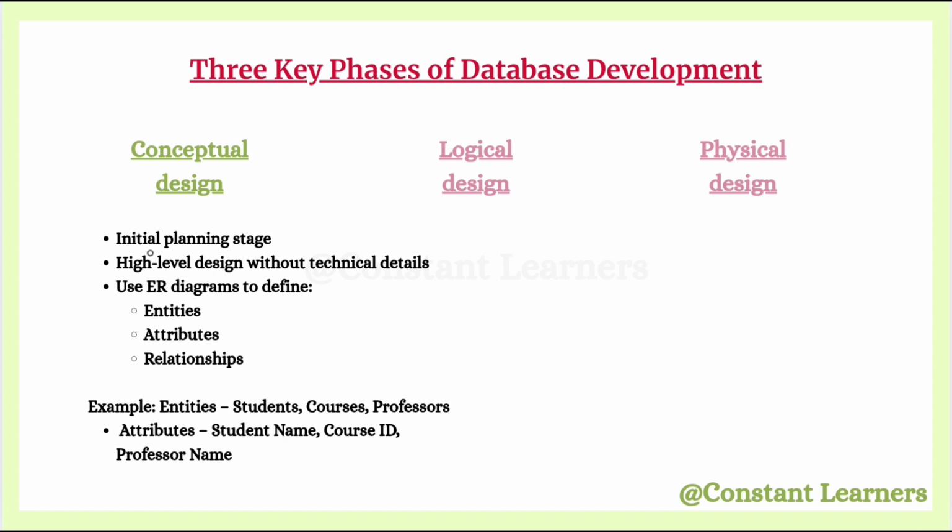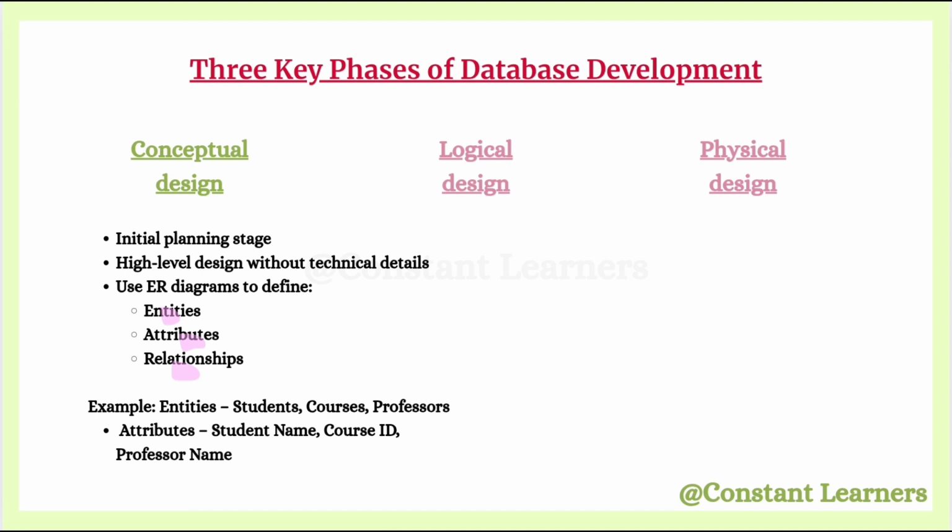This is the initial planning stage where we create a high-level design of the database without worrying about the technical details. Now, what is a high-level design? See, entity relationship diagrams, wherein we define the entities, attributes, and their relationships. This we've already discussed while discussing the ER models, while learning about the different data models.